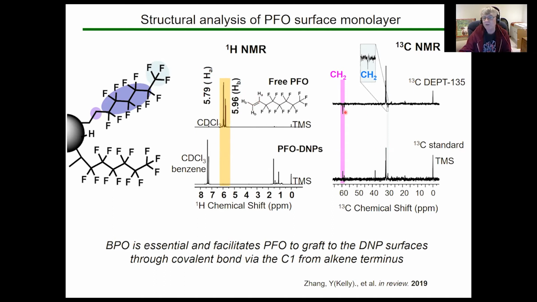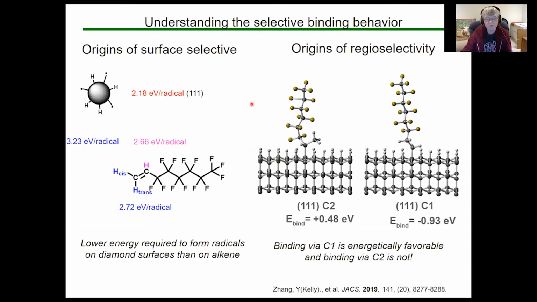I won't drag you through all of this, but the net result is that we can show completely convincingly that it binds right at the terminal carbon, almost 100%. So you can get a lot of information from NMR that there's really no way you would get from these other techniques. So the question then is, why does this work?